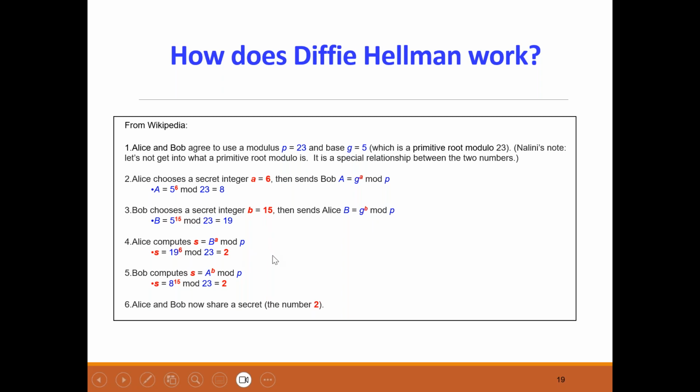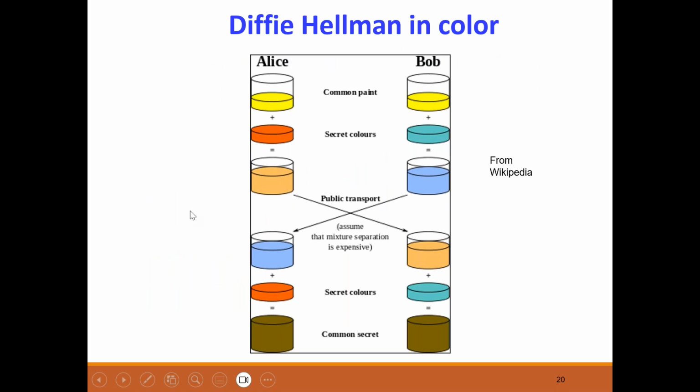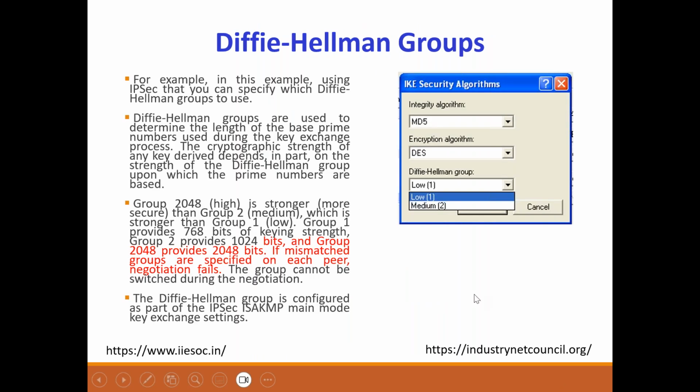And then Alice reverses that and she gets 2. Bob reverses that and he also gets 2. So voila, they now have a shared secret. Here's Diffie-Hellman in color, if that makes it easy. Essentially, by the time you get through all the steps, you both have the same common secret. The idea is the key is never passed over the wire. However, by using these formulas, you both come up with the same number.